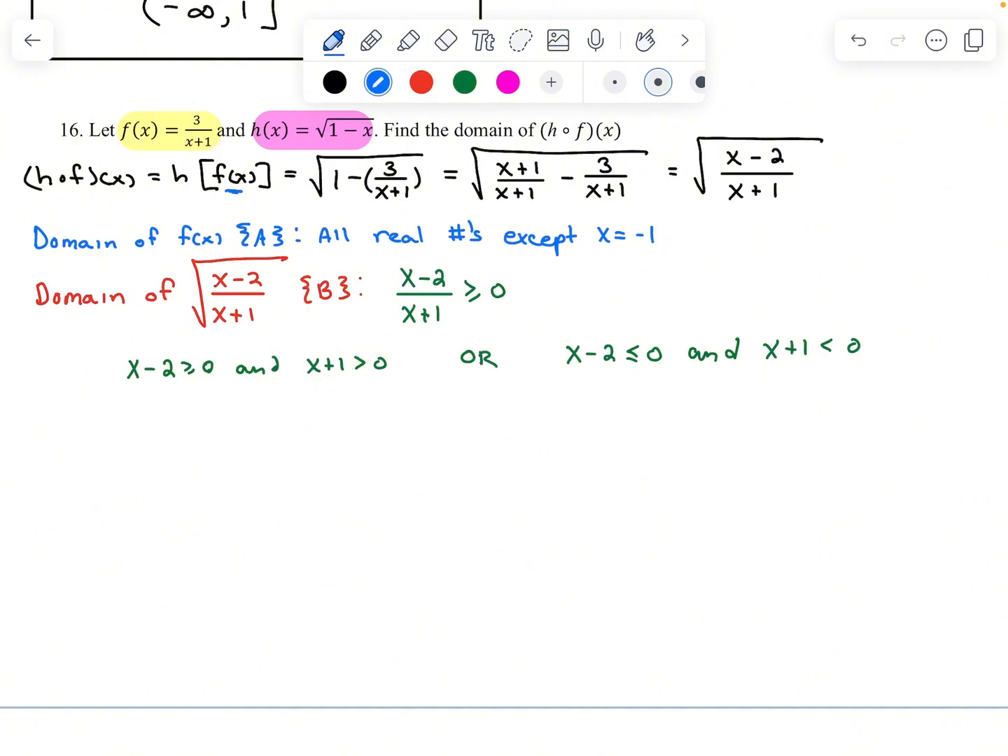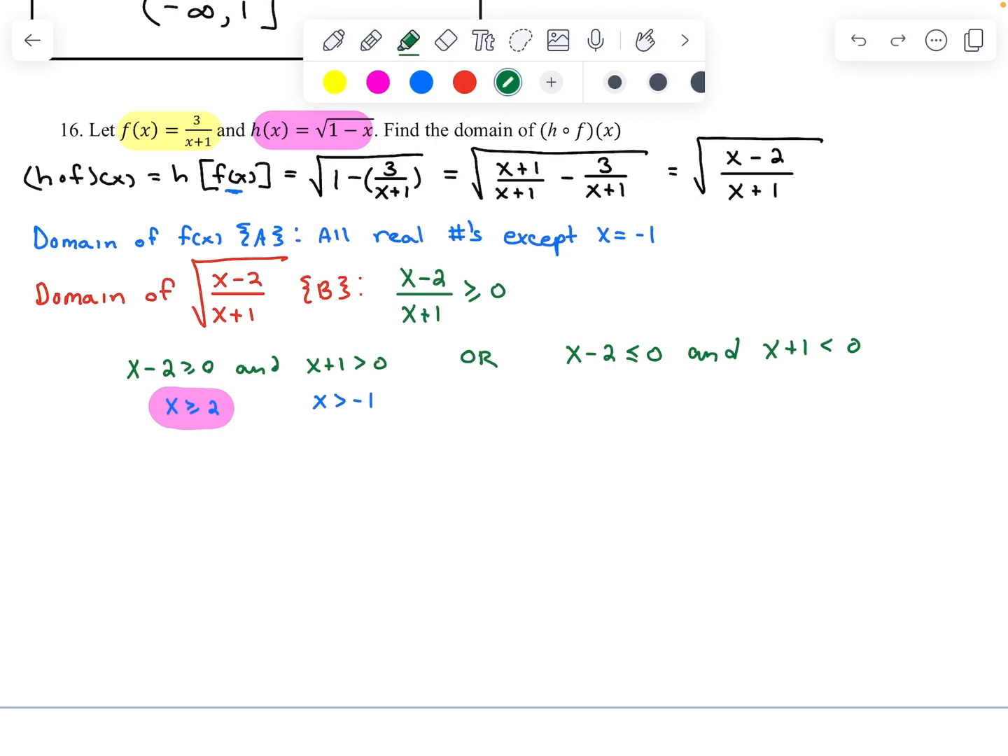Okay, so I'm going to start by solving the inequalities on the left. So if x minus 2 is greater than or equal to 0, that implies that x is greater than or equal to 2. If x plus 1 is greater than 0, then x is greater than -1. And since 2 is already greater than -1, I'm going to select that inequality, x is greater than or equal to 2.